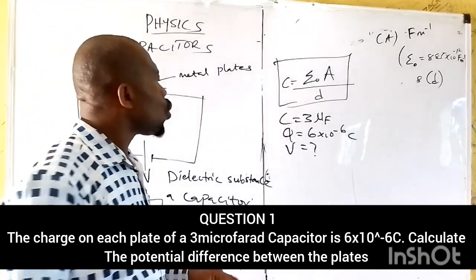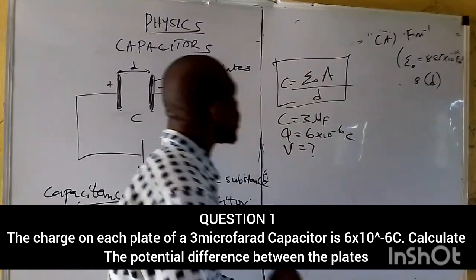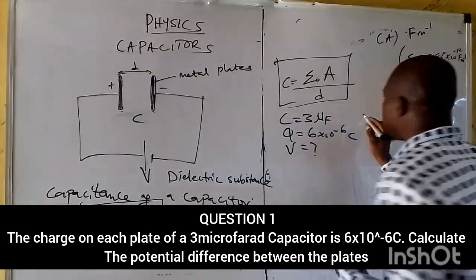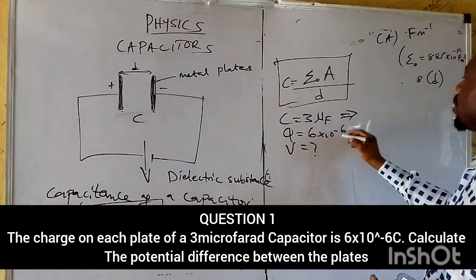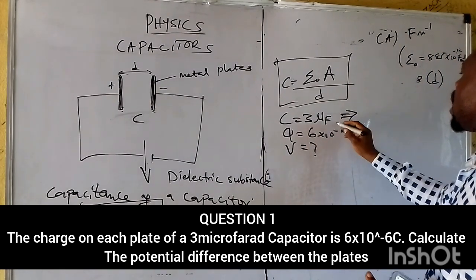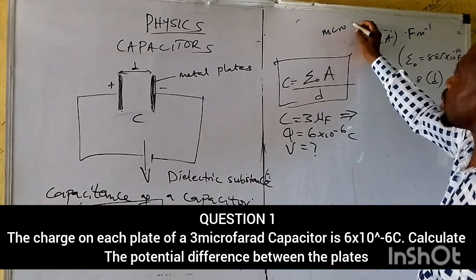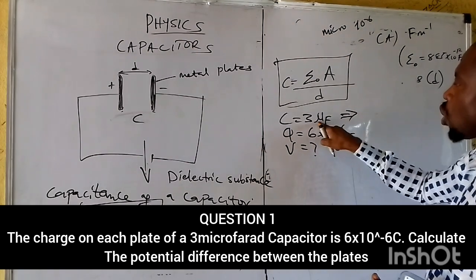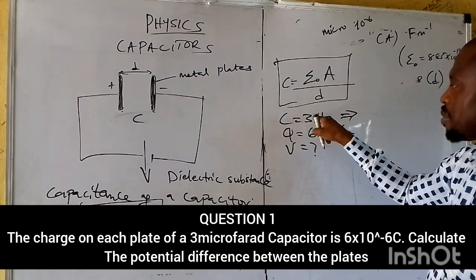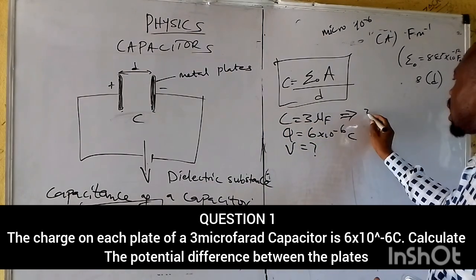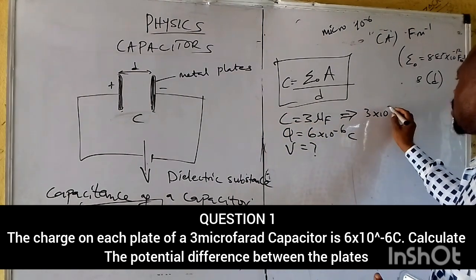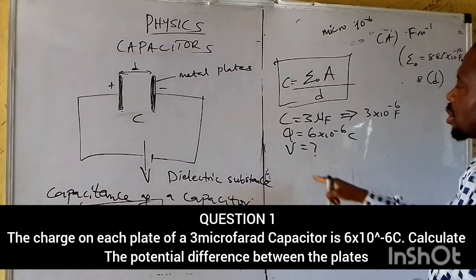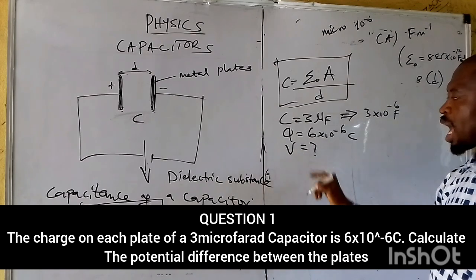Now all we need to do is, remember, this is micro. Micro means 10 raised to the power minus 6. So anytime you see micro, please make sure you take care of it, which is 3 times 10 raised to the power minus 6 farad. That is our capacitance now.